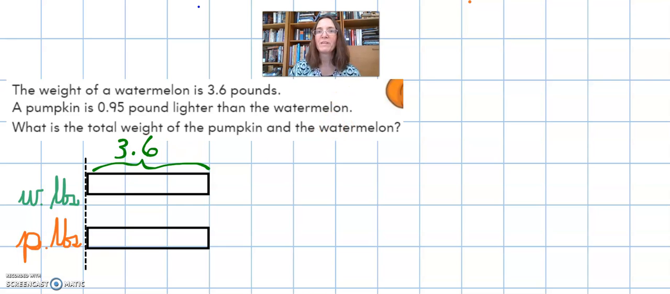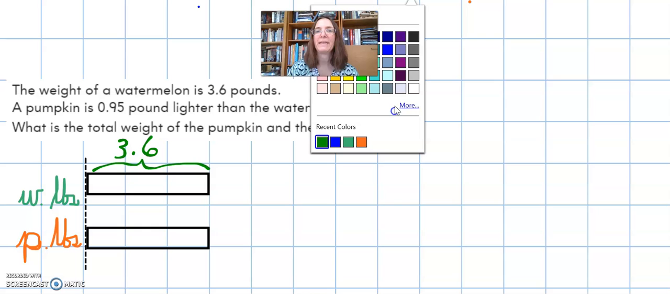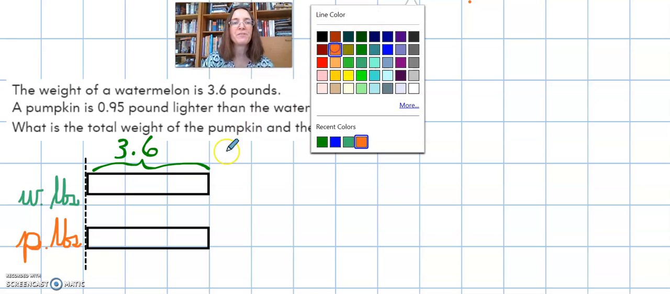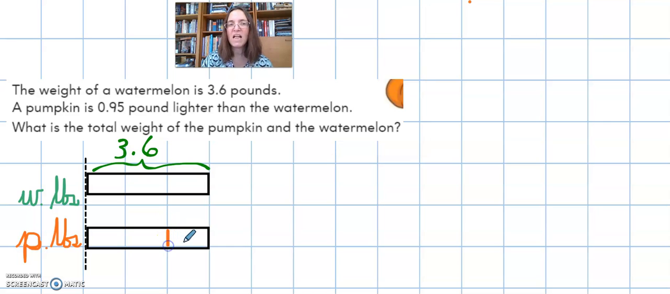Okay. Ooh, I'm going to grab myself an orange pen. Get out of the way, Miss Foster. We need an orange pen. The pumpkin is 95 hundredths pound lighter than the watermelon. Oh, that means the pumpkin should be shorter in its weight. So this is the lighter, or even the less. I'll put a little L in there to remind us. And that is 0 and 95 hundredths.